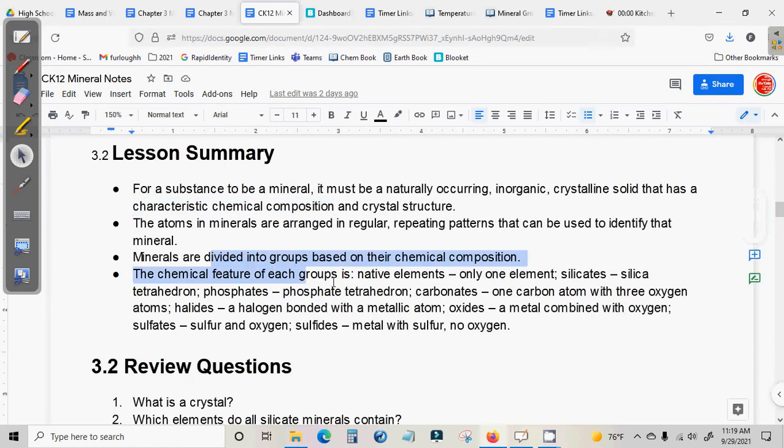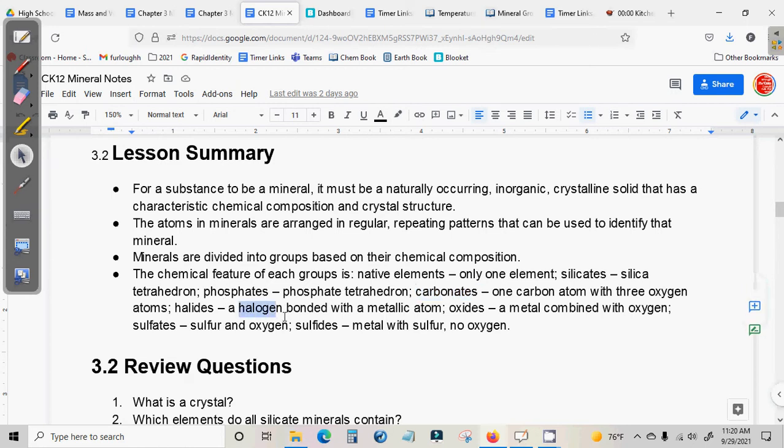We divide elements or minerals based on their chemical composition. Native elements are things like silver, copper, gold. They're just one element. A silicate contains the silica tetrahedron. Phosphates contain the phosphate tetrahedron. Carbonates contain carbonate, one carbon atom with 3 oxygens.